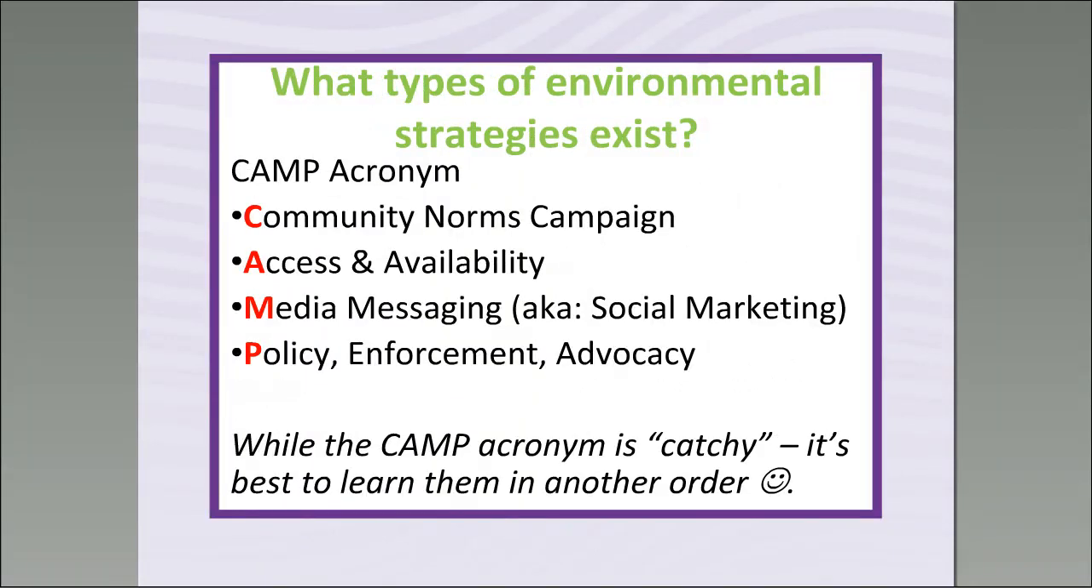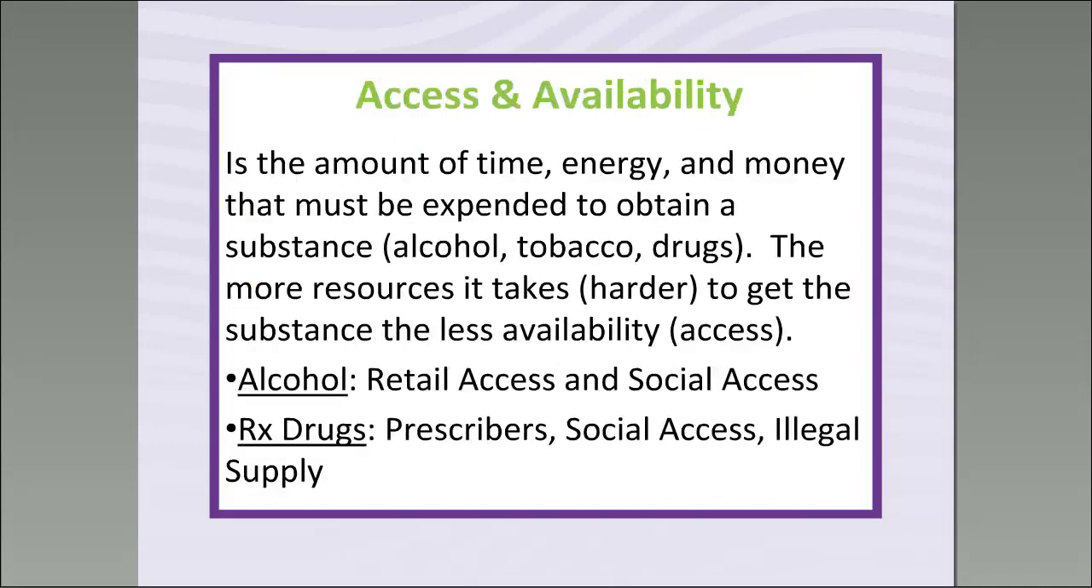The next question that typically comes is, what types of environmental strategies exist? For years in Ohio, the acronym CAMP has been used to describe 4 types of environmental strategies: community norms campaign, access and availability, media messaging, sometimes called social marketing, and policy enforcement and advocacy. Now, while the CAMP acronym is catchy, it's best to learn them in another order. So we'll start with access and availability.